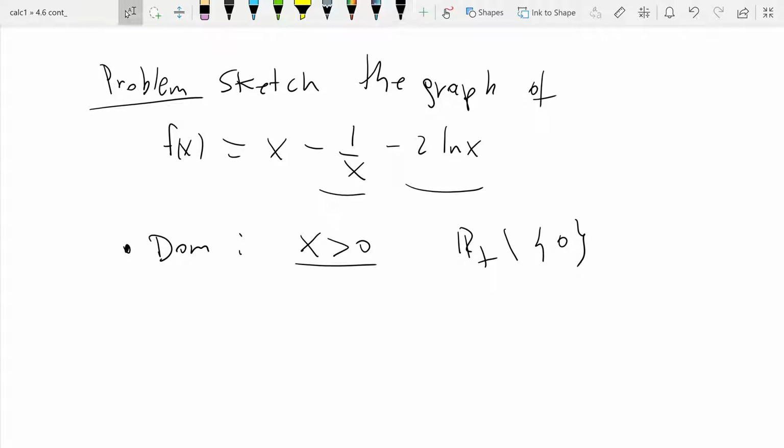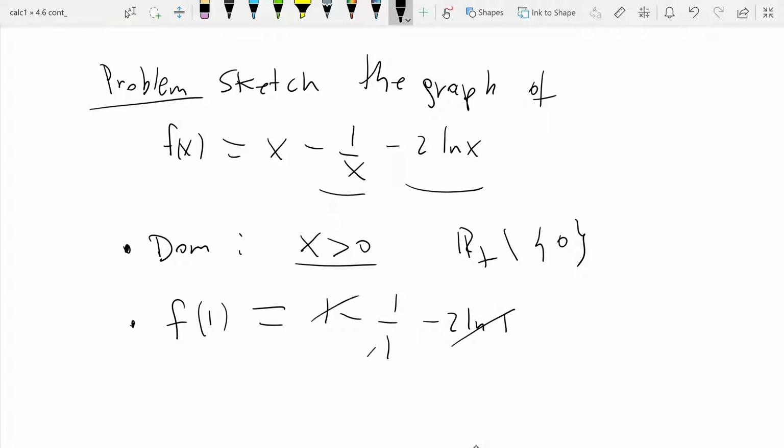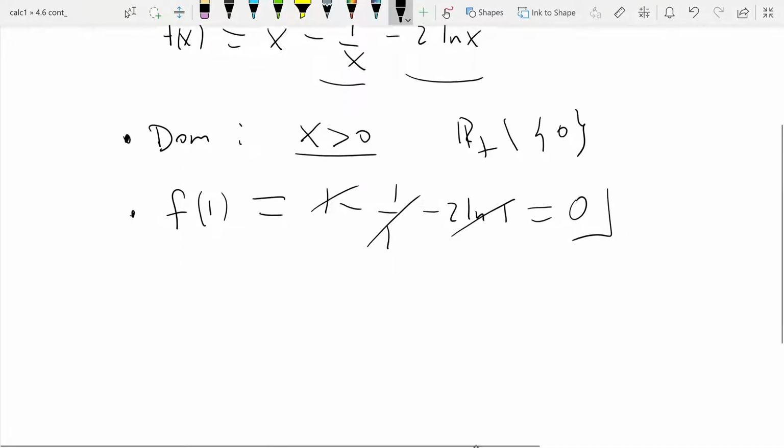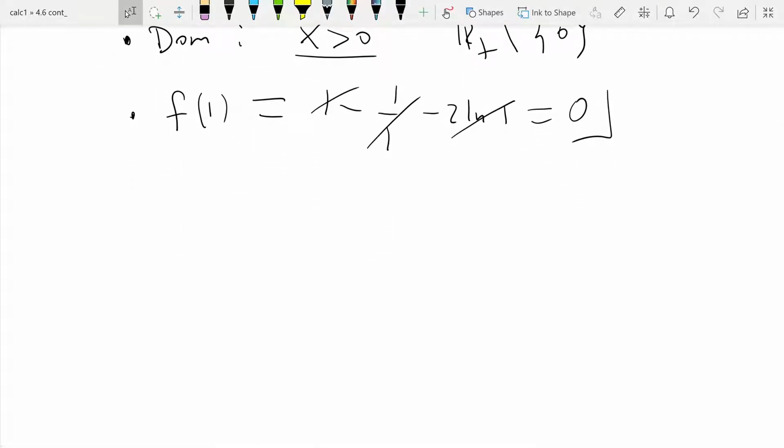Let us notice also that when x is equal to 1, this is equal to 1 minus 1 over 1 minus 2 times the natural log of 1. What is the natural log of 1? It is 0. We need to raise e to the 0 to get a 1. And so this whole thing is actually equal to 0. So that gives us a 0.